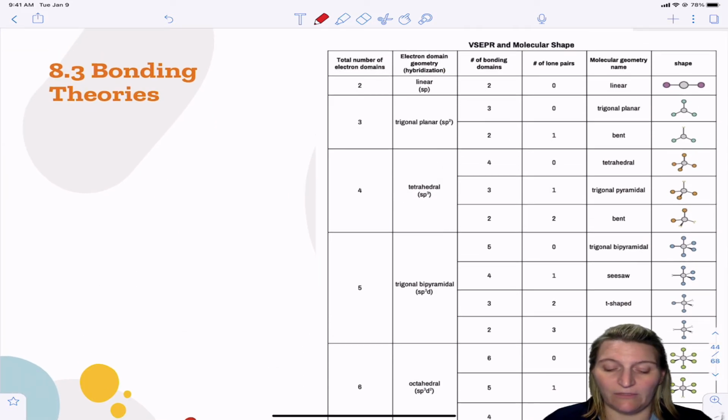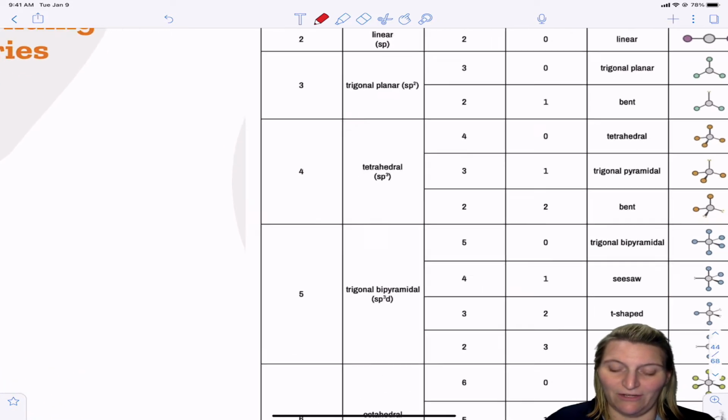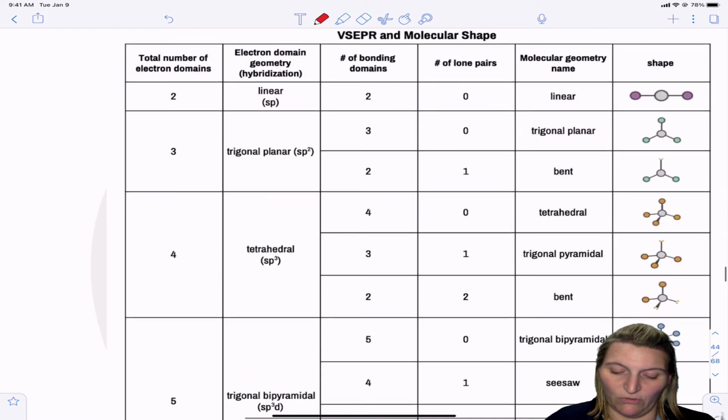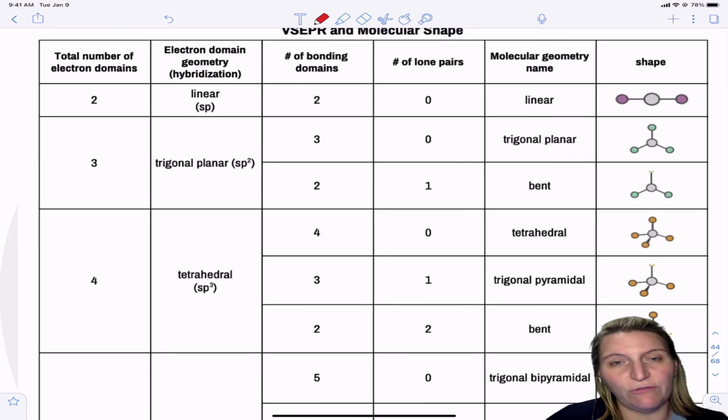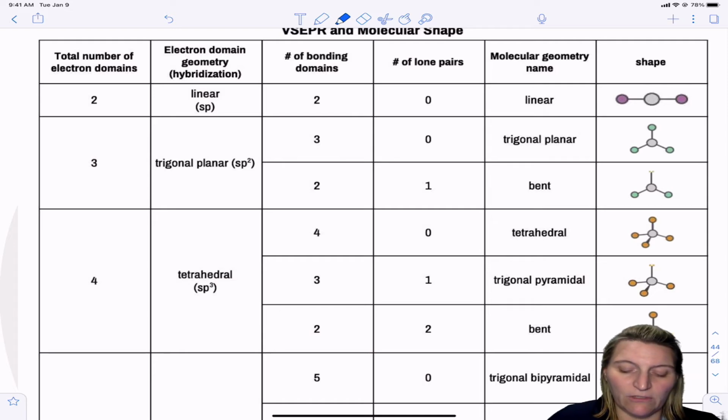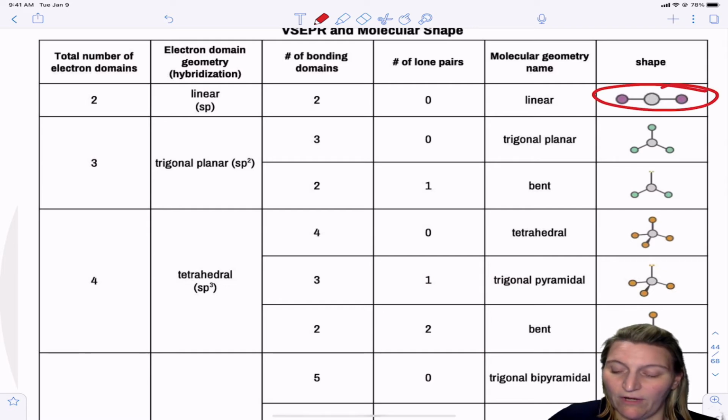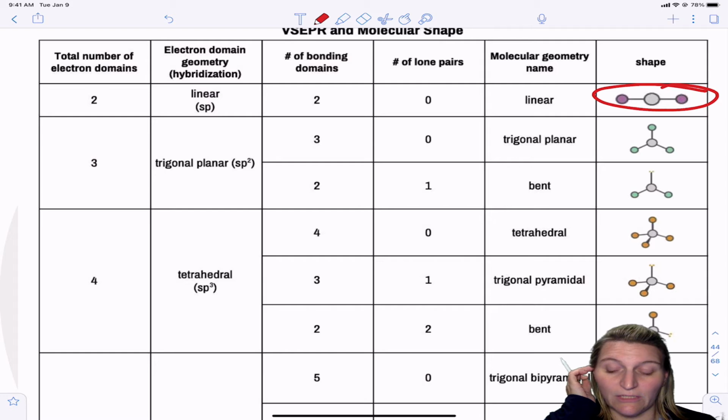So here is the big table. And yes, you do need to learn this table. And I promise you, students have done it before you. You can do it. So the first group is, and it's not really a group, if there are 2 electron domains. So think of that like over here. There's a central atom and there's 2 things coming off of it.